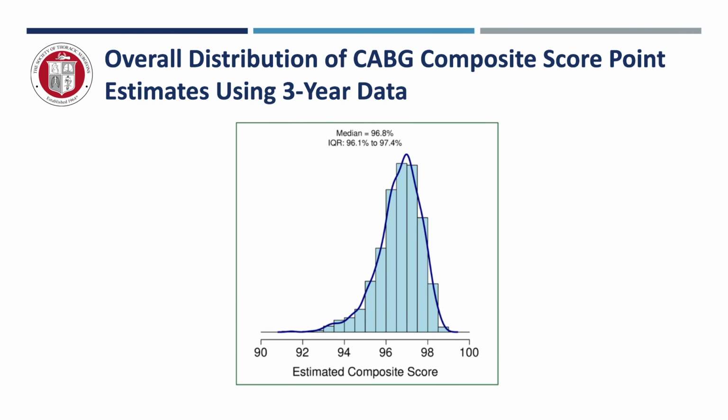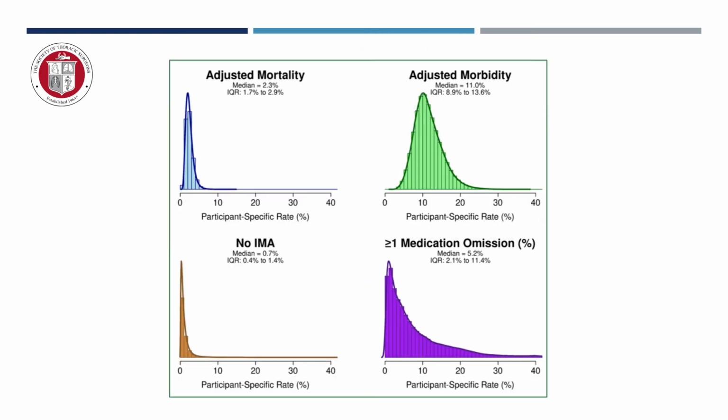Using 3-year analytic windows, this figure summarizes the distribution of composite score point estimates for each participant. The median CABG Composite score point estimate was 96.8%, with an interquartile range of 96.1 to 97.4%. Due to shrinkage, this may underestimate the true signal variation. Figure 2 depicts the estimated true signal variation across participants. The calculations average over all possible estimates for each participant.